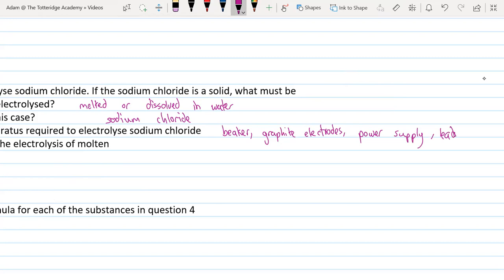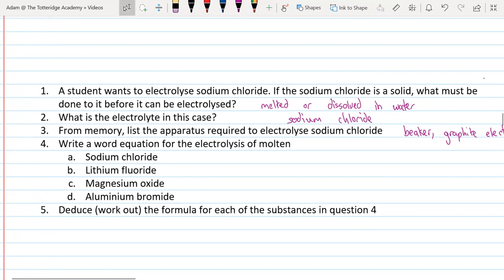So the wires that go from the power supply, sorry, that bit clearer. You go from the power supply to the electrodes. Word equation: electrolysis of molten sodium chloride. So that's the one that we did already.